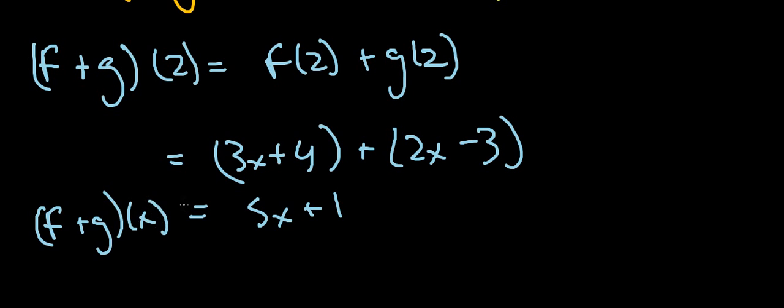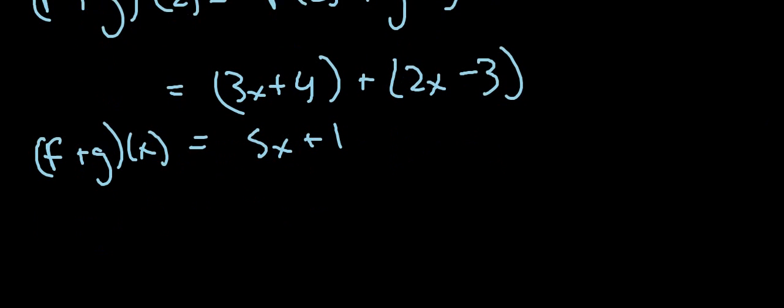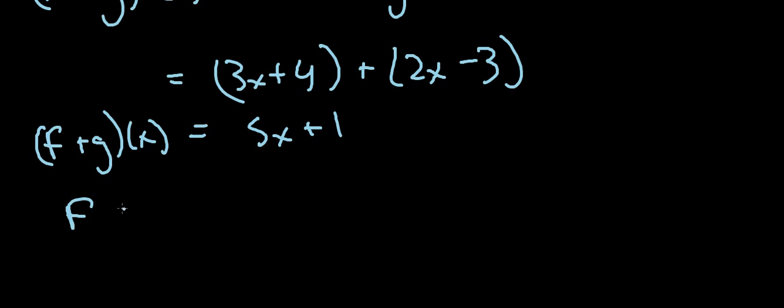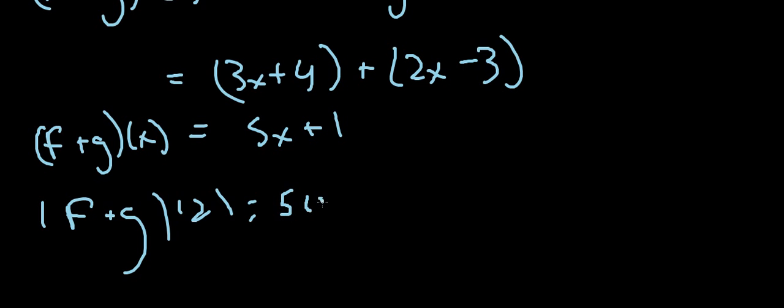So f plus g of 2 is equal to, bear with me, my pen just broke, so now I'm using the mouse. Oh my gosh, this is so hard. So 5 times 2 is equal to 10, plus 1, this is equal to 11 as well.